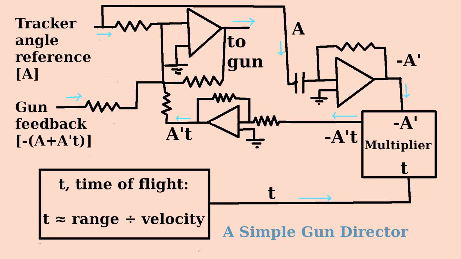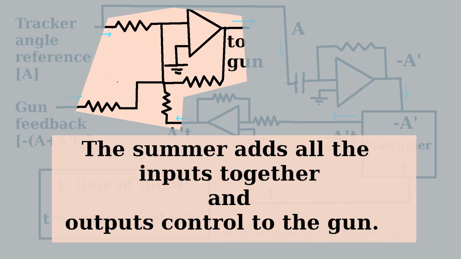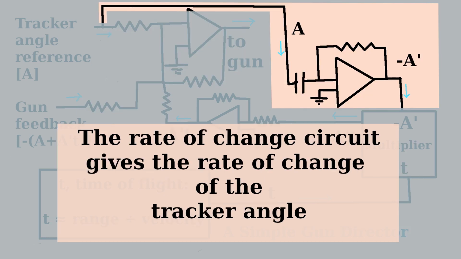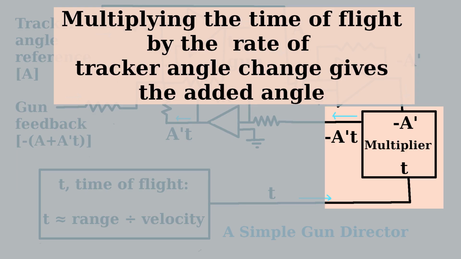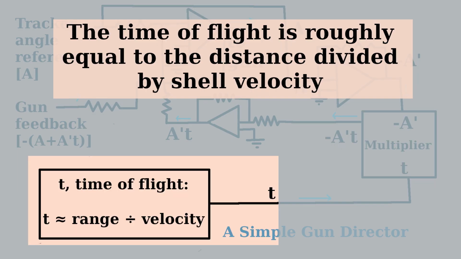Here is a simplified circuit with summer, multiplier, and rate of change. The summer adds all the inputs together and outputs control to the gun. The rate of change circuit gives the rate of change of the tracker angle. The inverter changes the negative angle to positive. Multiplying the time of flight by the rate of tracker angle change gives the added angle. The time of flight is roughly equal to the distance divided by shell velocity.